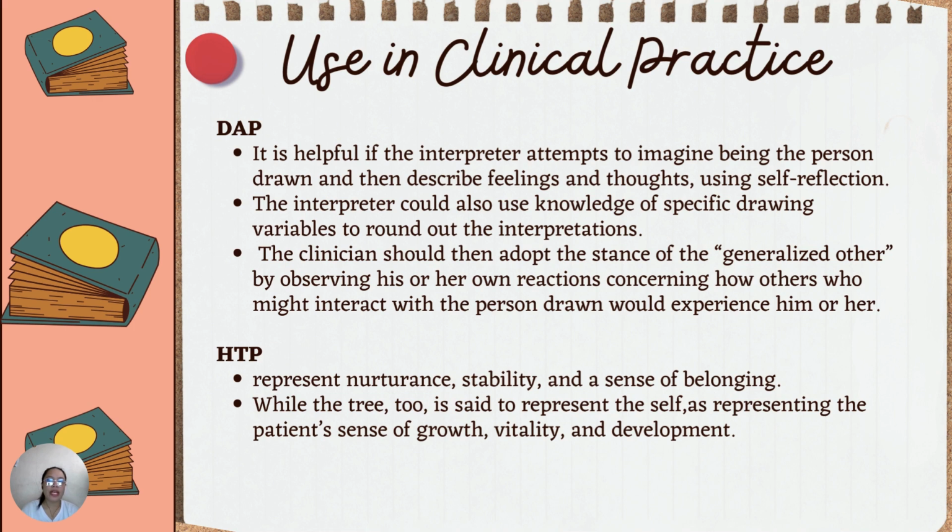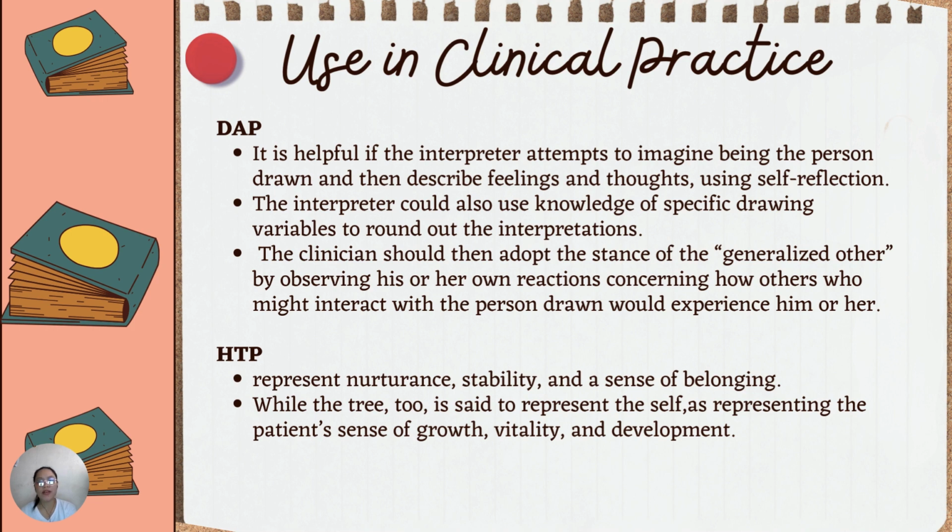The clinician should then adopt the stance of the generalized other by observing his or her own reactions concerning how others who might interact with the person drawn would experience him or her. Questions such as, what would it be like to be this person's friend, his or her child, parent, or an employer? How does this person approach new relationships with others? And how does this person want others to experience him or her? So these questions help to understand the patient's presentation of self in his or her interactions with others.